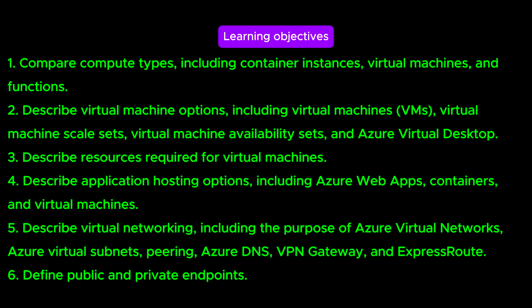So you will set some configuration, and instances of the virtual machines can be increased if there is demand and decreased if there is no further usage. Availability sets, on the other hand, only offer high availability. The third objective is to describe the resources required for virtual machines.